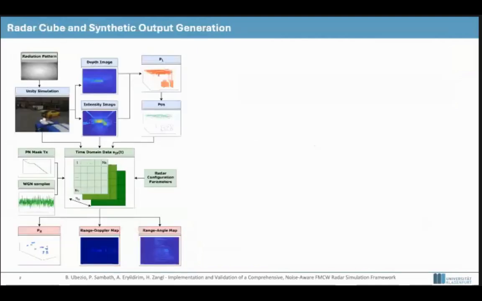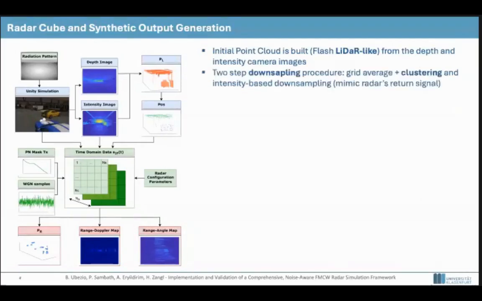So this is a very high-level scheme of what is going on. Let's focus on the blue boxes here. This is everything that happens in Unity. We have our environment with the camera model. We get depth and intensity images. And we initially build a point cloud. This point cloud is then downsampled with, let's call it, a novel downsampling strategy that we have.